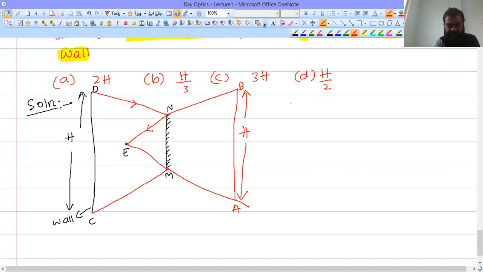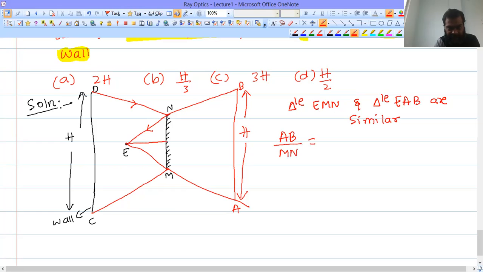Now, from the similar triangles, triangle EMN and triangle EAB are similar. So I can write AB by MN is equal to this distance by this distance. Here, from the mirror to the wall, it is at a distance 2x. Then I can say this distance is x. So from E to the wall, this total distance, I can say it as 3x.